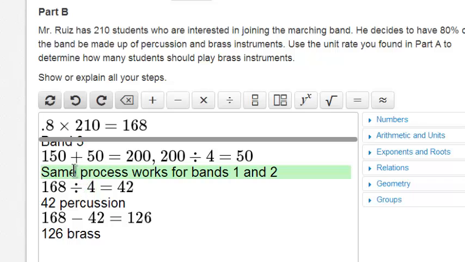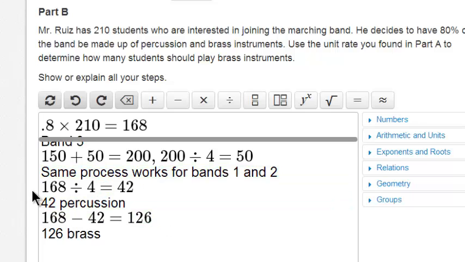So I wrote for band 3, and that part of band 3 is sort of covered up by this gray line, which I don't know why that's there. 150 plus 50 equals 200. 200 divided by 4 equals 50. This same process works for bands 1 and 2, and I'm sure I'm not using the right terminology to explain this, but it makes sense to me.